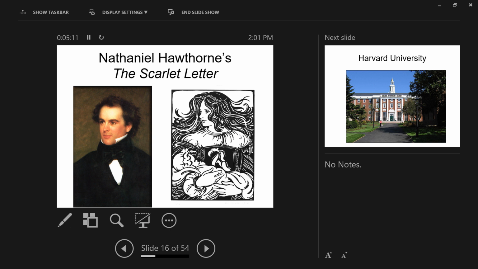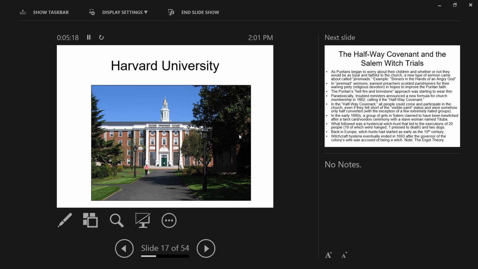Harvard, if you ever get a chance and you're in Boston, pop over to Harvard. Just a train away. So the Halfway Covenant and the Salem Witch Trials.